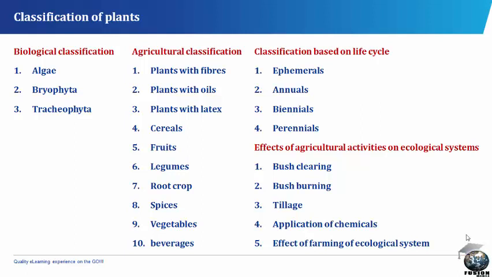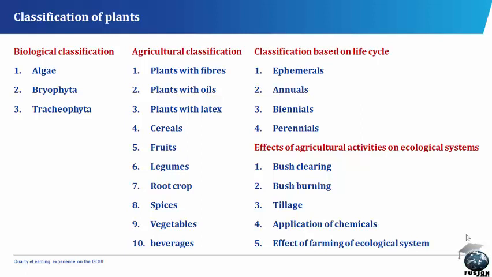4. Cereals. Examples are rice, maize, and guinea corn. 5. Fruits. Examples are mangoes, pineapples, apples, etc. 6. Legumes. Examples are cowpeas, groundnuts, soya beans, etc. 7. Root crops. Examples are cassava, yam, potatoes, etc. 8. We have spices. Examples are pepper, ginger, etc.